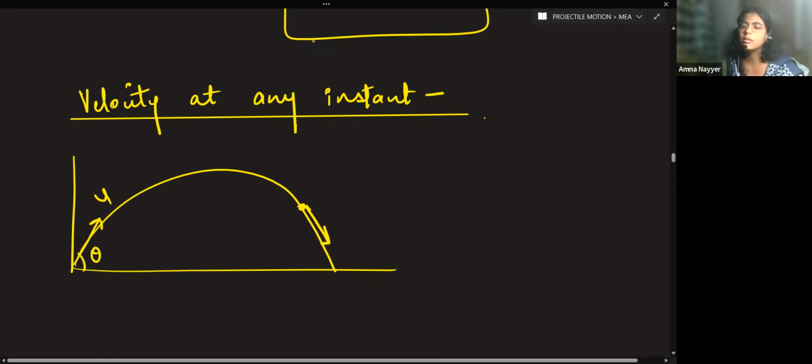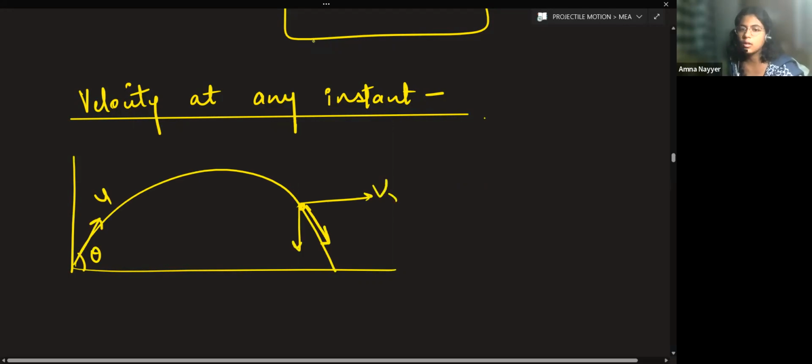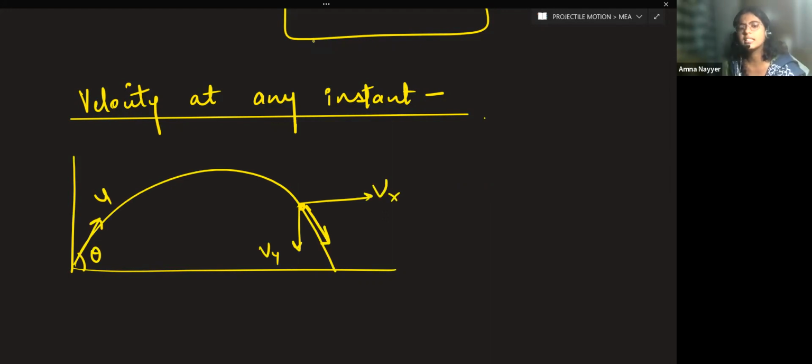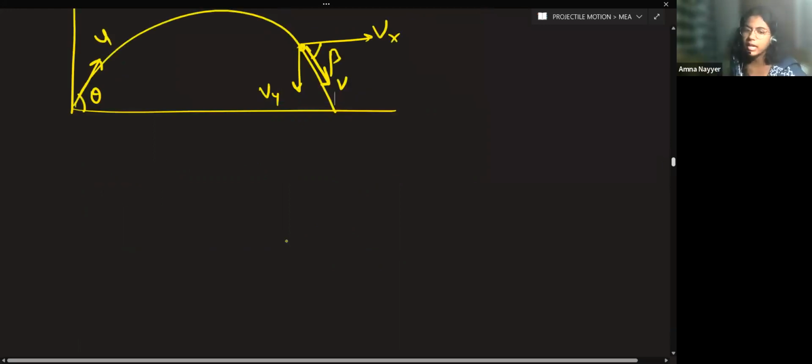A velocity will be there tangential to the motion. The components of this velocity will exist along the y-axis and x-axis. Let's take this angle as beta, so we are trying to find this. Got it? V is the total velocity that is occurring at any instant. Vx is the component of velocity along the x-axis, and Vy is the component of velocity along the y-axis.